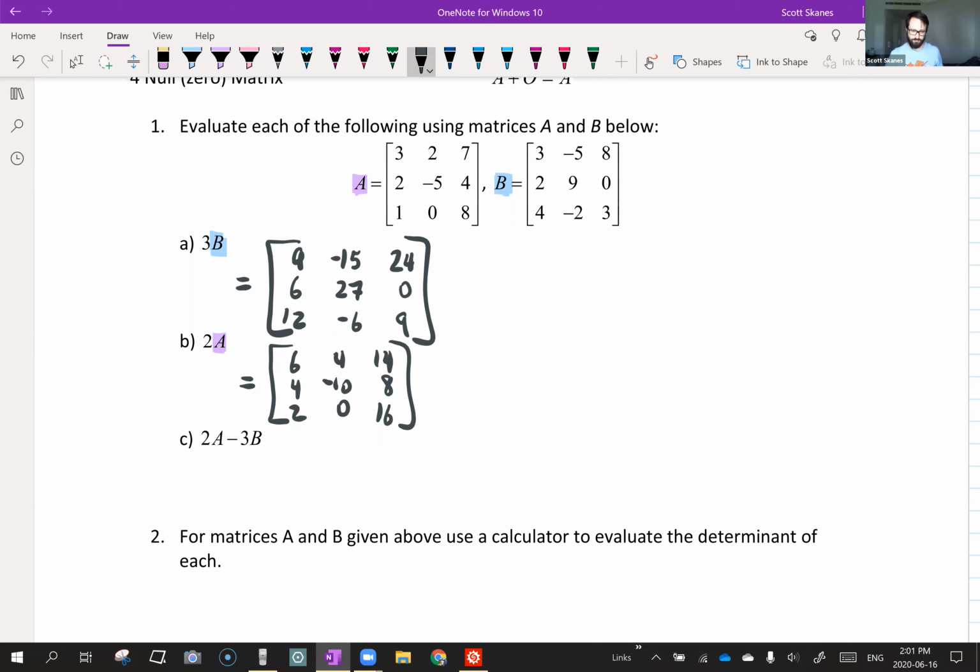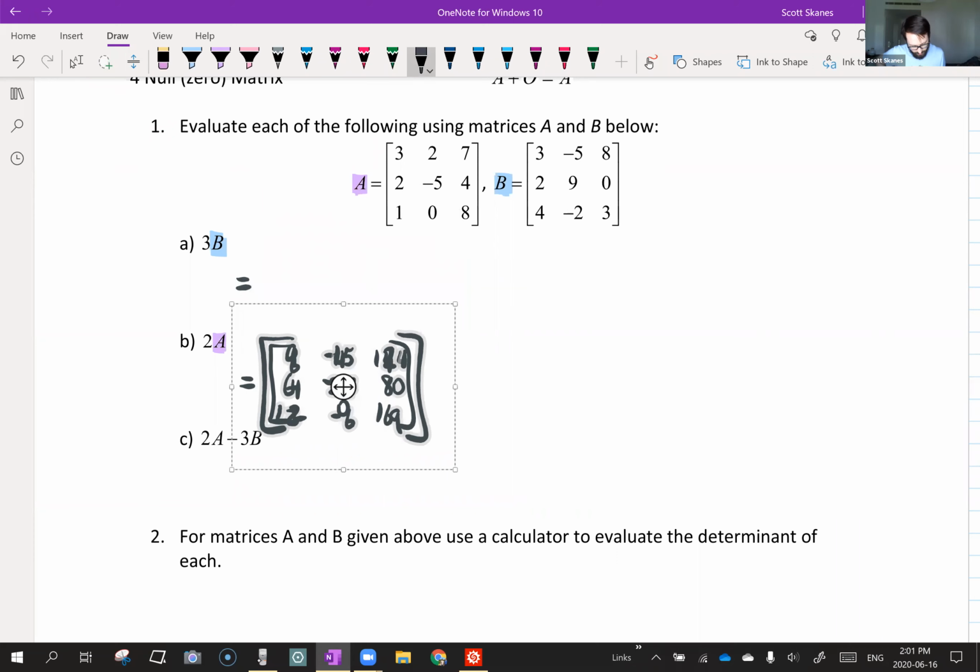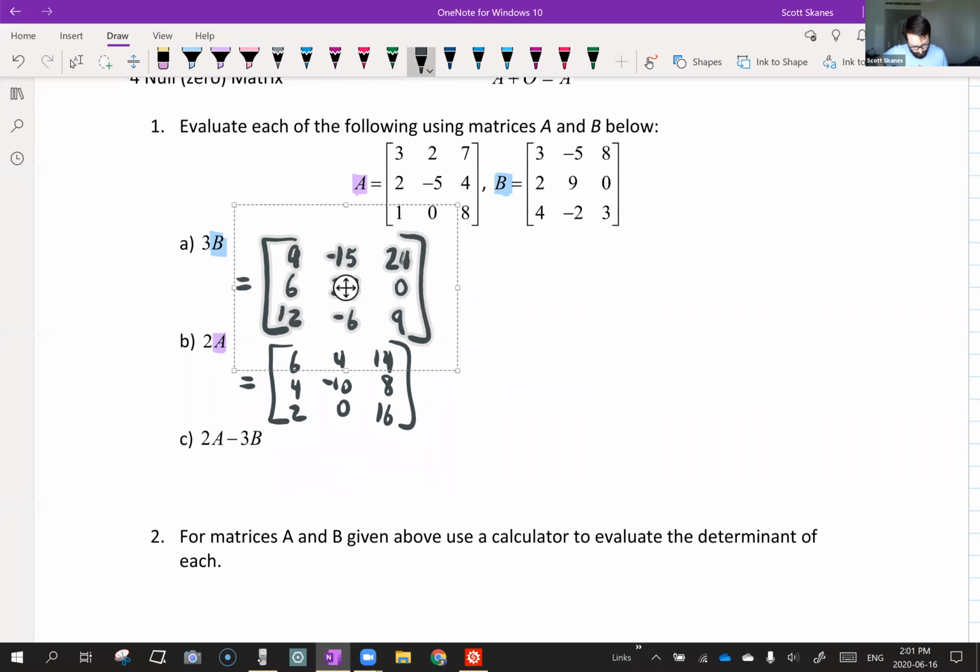So what you're going to do is you almost put them on top of each other. It'll be 2A, and we're going to take away 3B. See how they are related to each other right on top? That's the way that we're going to do this. So I'll write it out so it's clear. We're going to have all the elements of 2A minus 3B. So 6 minus 9 goes in that space. 4 minus negative 15 goes in this space. 14 minus 24 goes in this space.